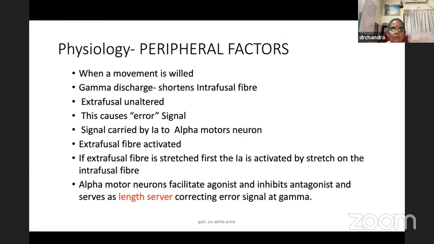So alpha motor neurons facilitate agonist and inhibit antagonist and serve as a length servo, correcting error signal at gamma. As you know, gamma is intrafusal, alpha is extrafusal. They are in balance and they are mediated through the gamma motor neuron, which is controlled by the higher centers, that is called the gamma motor system. And the alpha motor neuron is efferent to the extrafusal fiber. So these two co-activate so that whenever the intrafusal is contracting, there's a proportionate movement on the extrafusal and vice versa.